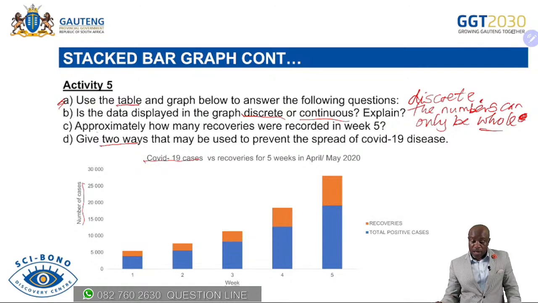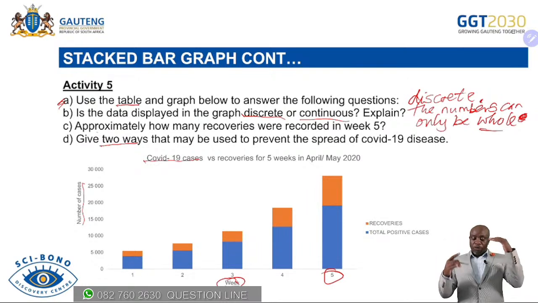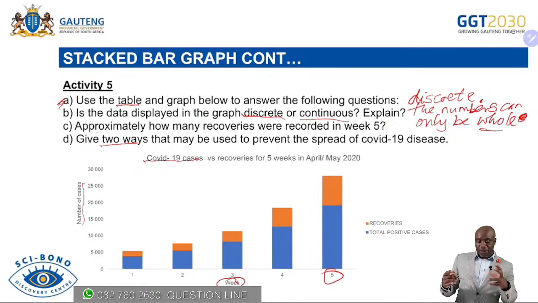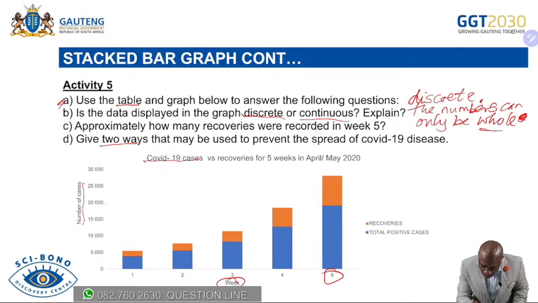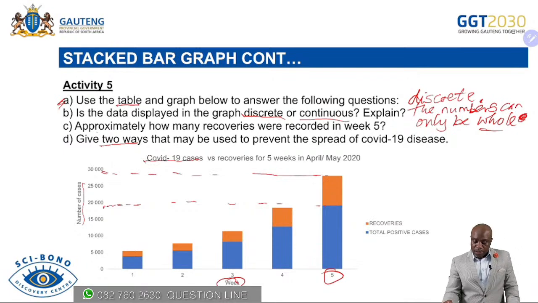Approximately how many recoveries were recorded in week 5? That is a question that we need to answer. Let's look for the week. Yes, there is week, and we're looking at week 5. So week 5, remember this is a stacked graph. So we've put data on top of other data. So we can look at the differences, or we can just estimate. You actually need a ruler to do that. I used a ruler when I was doing this, and I look at below. Right, the total there is below 30,000. So one could say it's about 28,000.